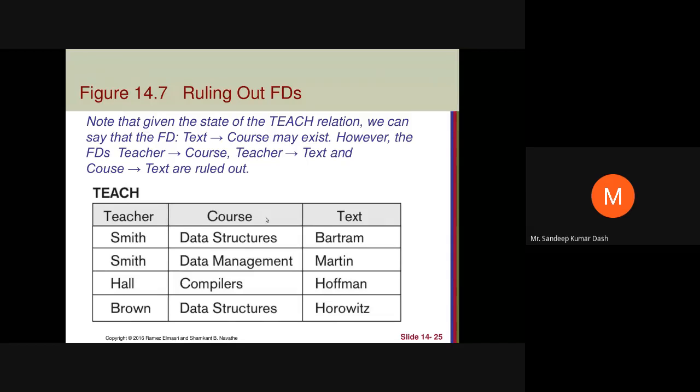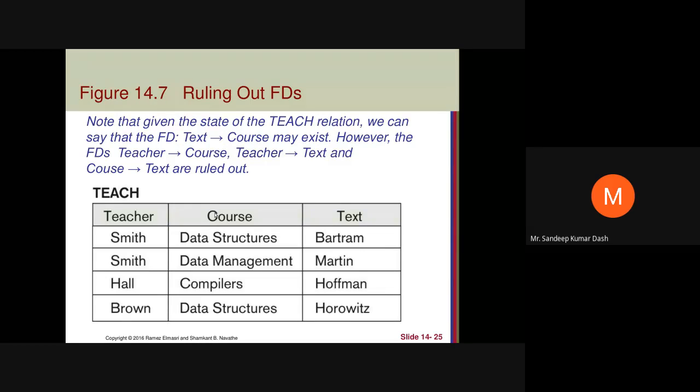There is no problem. Similarly, between course and teacher, suppose this is X, this is Y. Data structures, here it is equal to data structure. So this is T1, this is T2. Suppose T1x is equal to T2x, then T1y should have been equal to T2y, but it is not. So there cannot be functional dependency between course and teacher.